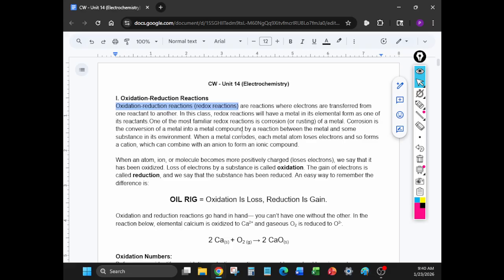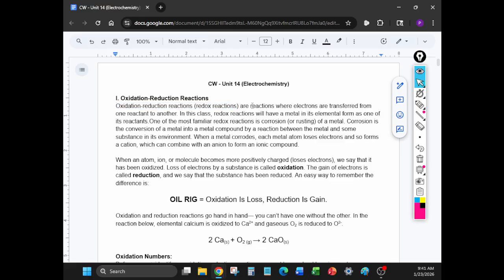If you forgot what redox is, you might want to look at it more in detail from Unit 4, where we looked at aqueous reactions. But we're going to do a very brief review right here, and then we're going to get into the actual electrochemistry because it's pretty much all dependent on this type of reaction.